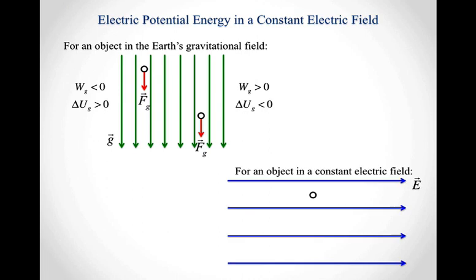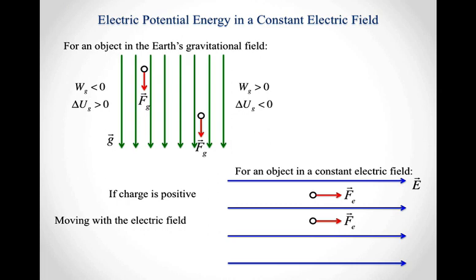So if we think about what's going on for an object in a constant electric field, one of the things we need to do now is talk about what type of charge we have. Unlike mass, where we only have positive mass, we can have both positive and negative charge. So let's start with a positive charge placed in a constant electric field. Because the charge is positive, I know that the electric force and the electric field are going to point in the same direction. So the force acting on the charge points in the same direction as the electric field.